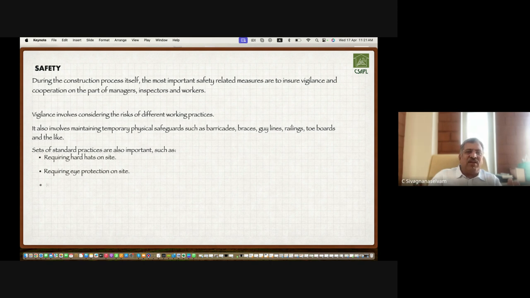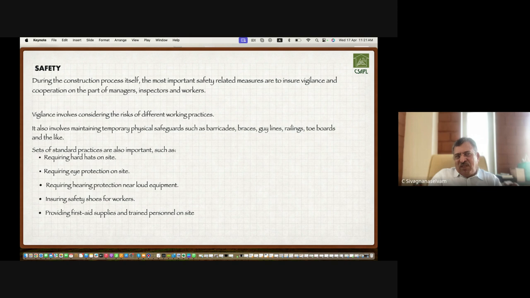So, requiring hard hats on site, requiring eye protection, requiring hearing protection near loud equipment, ensuring safety shoes for workers. All of these things may look very small, but a hat can save a person. The eye can be saved because of goggles. And the hearing protection, if a person is exposed to a lot of sound, they will become hearing impaired. So these small things may look very small, but the cost of neglecting them will be very big. So we have to be very careful at site, and we should impart training to our people and make them understand how vigilant they should be as far as safety is concerned.